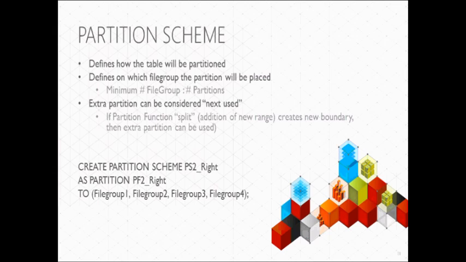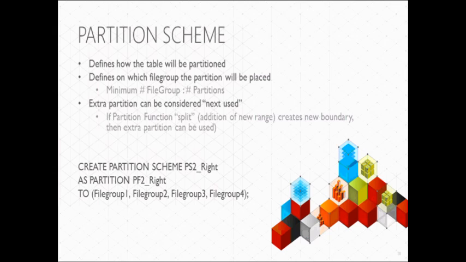all 4 partitions. If you want to place all the partitions on a single filegroup, you can type the ALL keyword here instead of defining the filegroup names. With the ALL keyword, you can place all partitions on the database's primary filegroup using the PRIMARY keyword. So you must provide a sufficient number of filegroups to handle all of the partition function partitions.